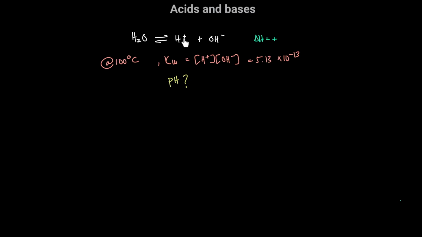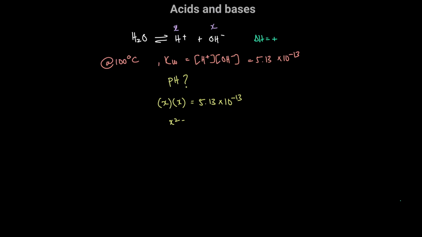What you can say here is that the concentration of H+ and OH- at equilibrium is the same, because a certain amount of water is ionizing. Whatever concentration I have of H+, I'm forming the same amount of OH- ions, and their product is equal to 5.13 x 10^-13. So the concentration of H+ is x moles per dm^3, and the concentration of OH- is also x moles per dm^3, and this is equal to 5.13 x 10^-13.